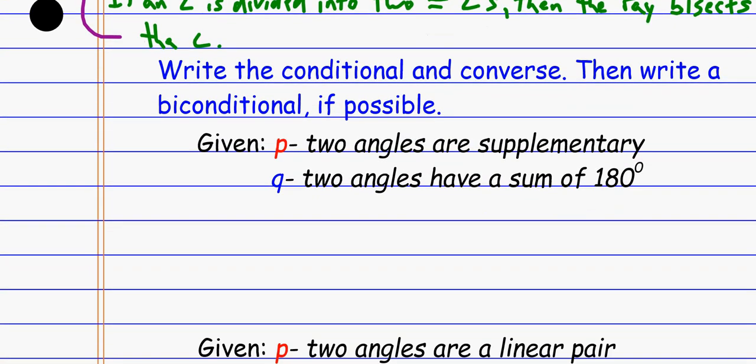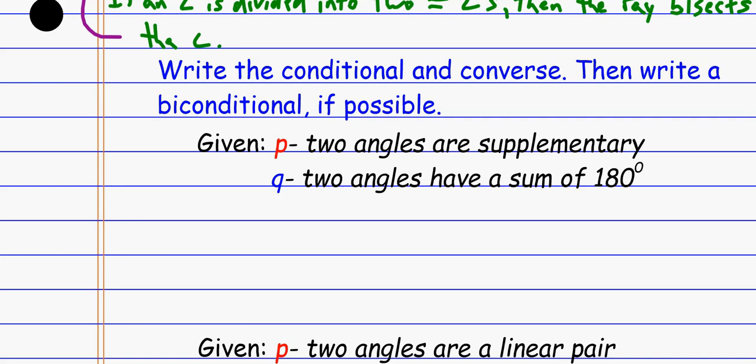For example, if I look at something like this one, this time we want to write a biconditional, but notice it says write the conditional and converse. We won't actually write those, we'll just talk about them. Then write a biconditional if possible. We say if possible because we only want to write a biconditional statement if it's going to be true, and it's only true if both the conditional and the converse are true. If you think back to the previous lesson, when we were writing the conditional statement, the converse, the inverse and the contrapositive, we went through and found the truth value of each of those.